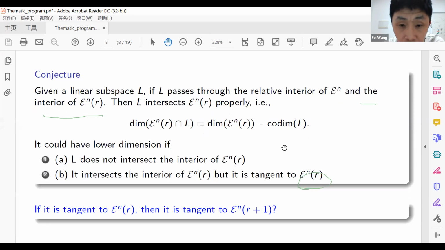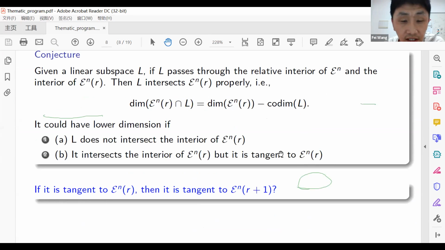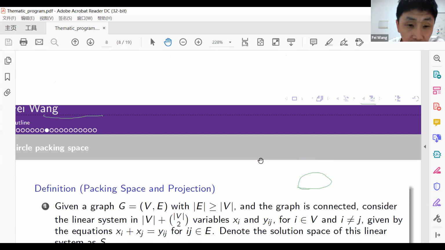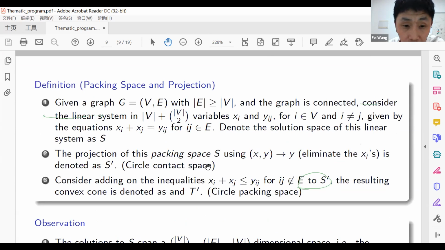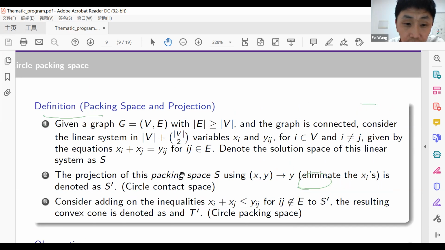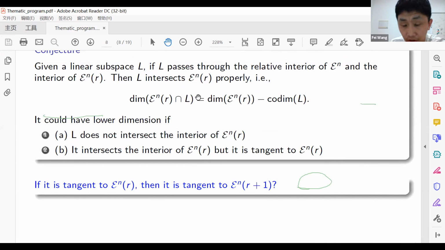For this conjecture, although I don't know if this is true for any L, I do have a theorem that if L happens to be the so-called circle context space, we will talk about the definition later, then this conjecture is true, and we will prove it using the vertex splitting technique for the minimal rigid graph.